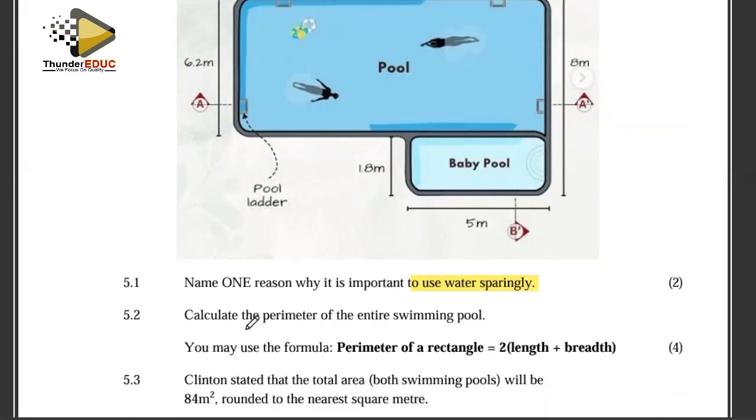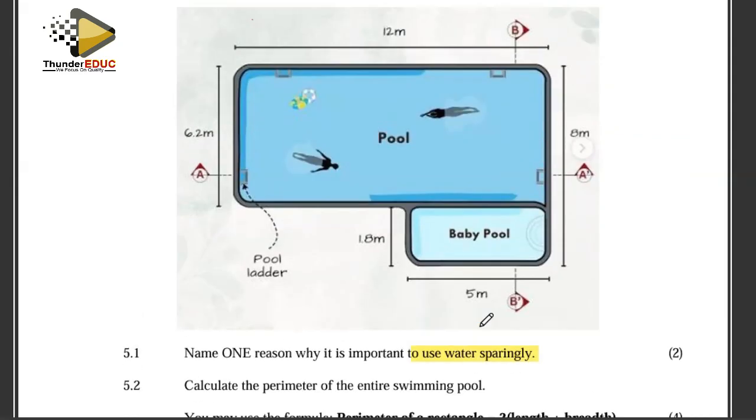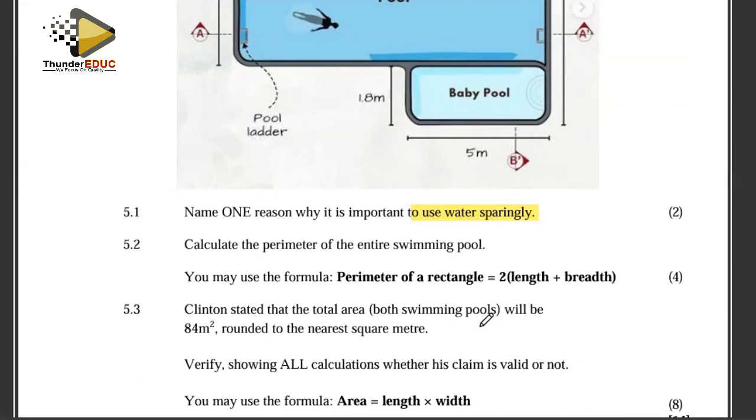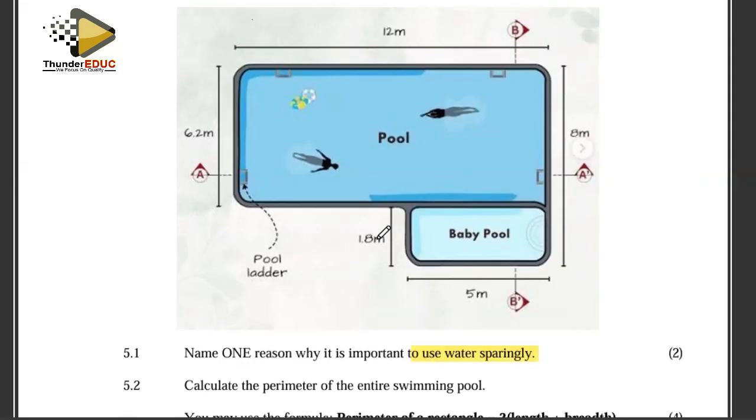Okay, calculate the perimeter of the entire swimming pool. What are we going to do? First and foremost, we look at it and ask ourselves, what shape does it take? It has no particular shape, but it's in the form of a rectangular shape. So it's made of two rectangles. What do we do first?